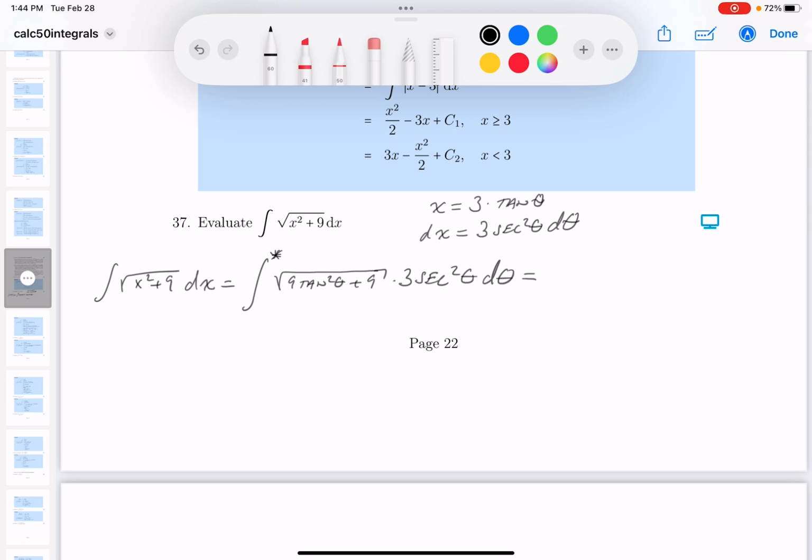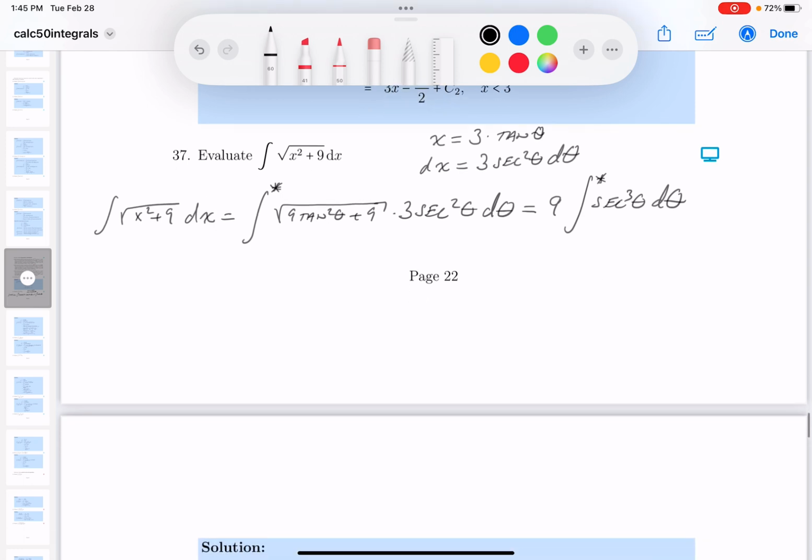Well, it looks awful. It looks worse than what we had, but they say it's going to work out pretty nicely. And I'm looking at this, and I realize the square root of 9, because I can factor it out, would be 3. And 3 times 3 is 9. And then I have the square root of tangent squared plus 1, which would be secant squared. In an invertible region, that's just secant. So you get secant cubed. I kind of remember just doing that problem, and I hope you do too. So I'll write this over as 9.